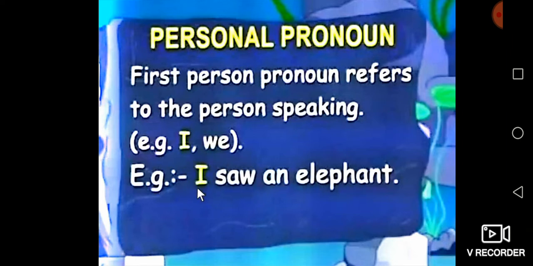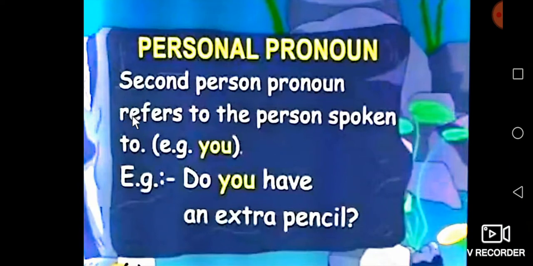Like the word I is the first person. Did you understand? Listen, the words I and we are called the first person pronouns. Clear? We go to the second person pronoun. Listen students, the second person pronoun refers to the person spoken to. The first person pronoun refers to the person speaking, but the second person pronoun refers to the person spoken to.